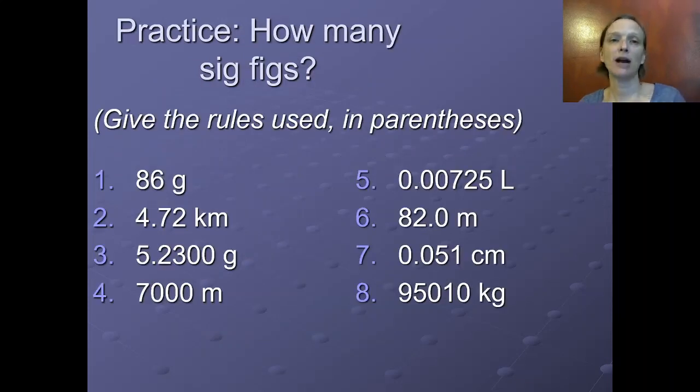Okay, so let's practice this. How many sig figs are in each of these numbers? And just for practice and to make sure that you're looking at those rules and trying to apply them, I want you to write in parentheses which rule you used to figure out how many sig figs were in the number. So pause the video, give it a shot, and come back and check your answers.